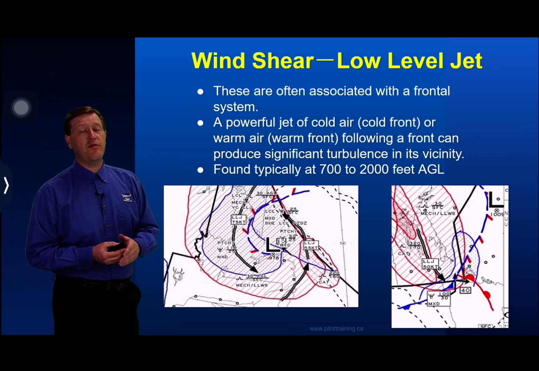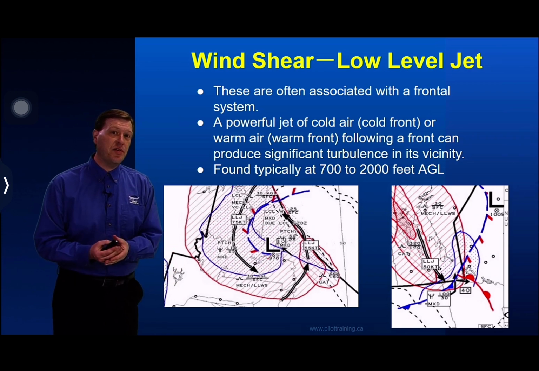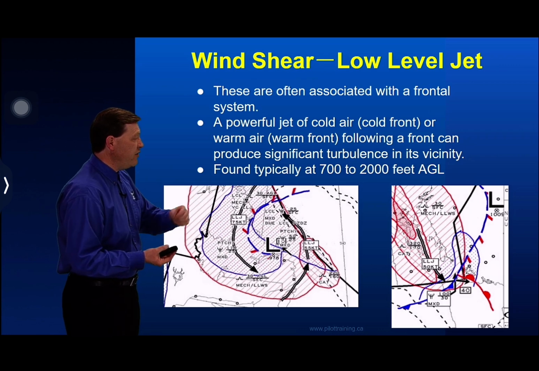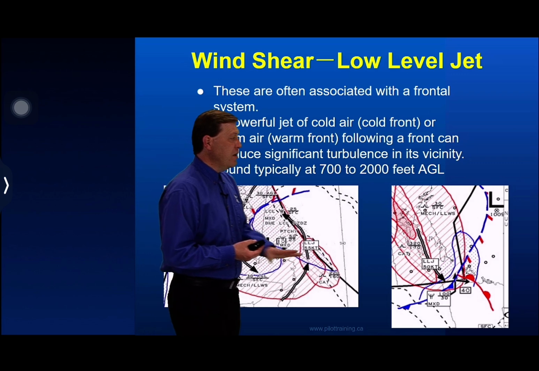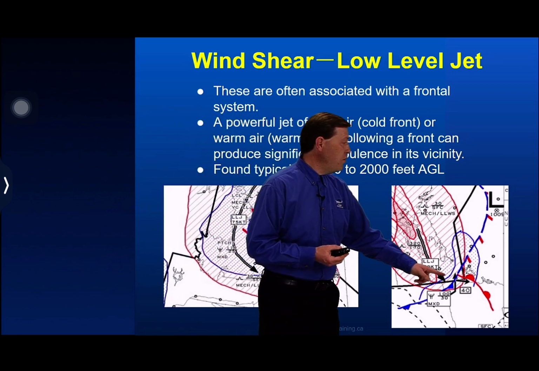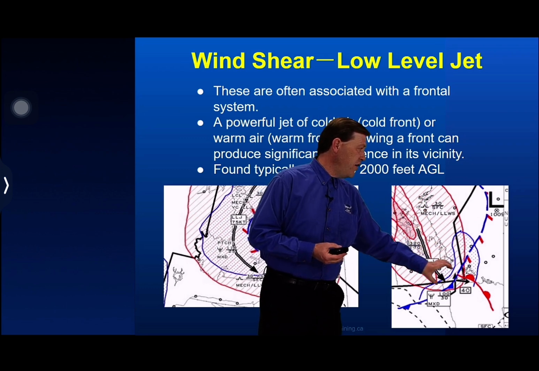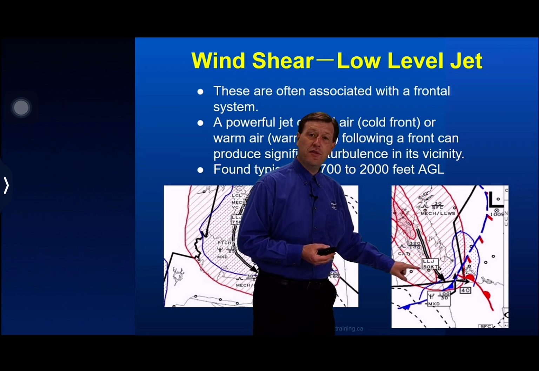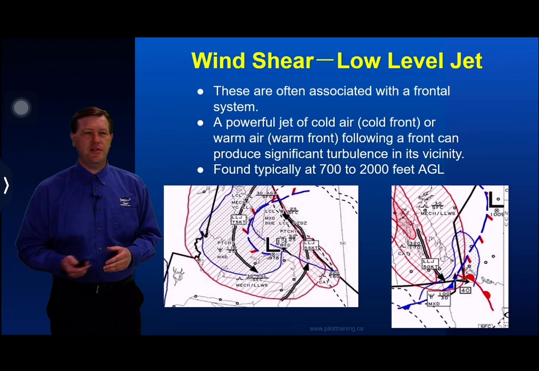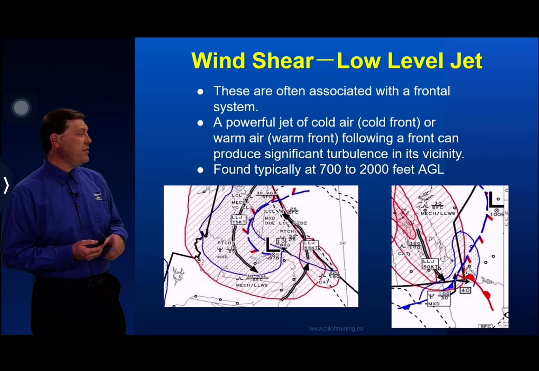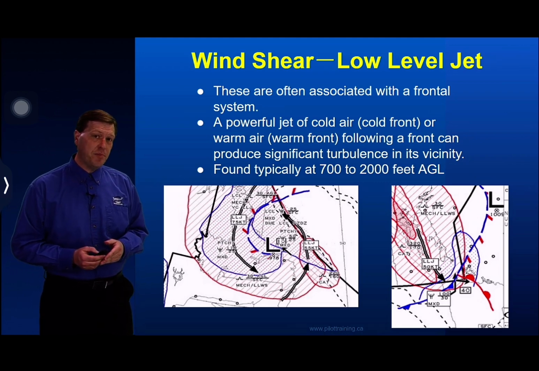So for those of you who studied fronts, and we said, well, cold, dense air moves faster than warm air, here's a very vivid example of that, 75 versus 55. Over here, once again, we've got a cold front right there, and you can see that jet of air right in here following that cold front. In this case, this one's a quote-unquote slow one, only 50 knots. That's still pretty fast. These are found typically at heights of 700 to 2,000 feet AGL.